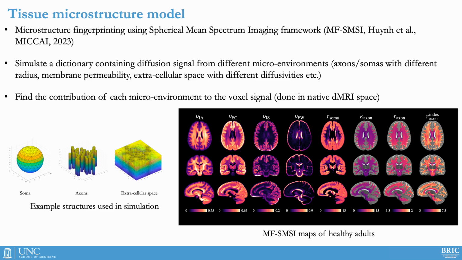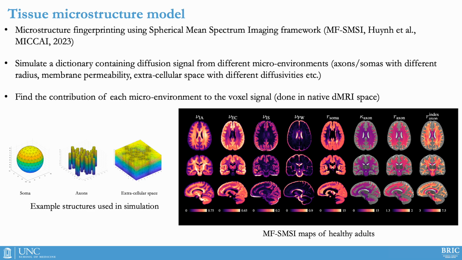Then, we fit a diffusion microstructure model to calculate microstructure indices. Our model is called microstructure fingerprinting SMSI and is based on the SMSI framework. Briefly, we simulate a large collection of signal fingerprints from different microenvironments, including axons or somas with a variety of radii, membrane permeability, or different extracellular environments. Then we find the contribution, or the volume fraction, of each microenvironment to the total signal at each voxel.